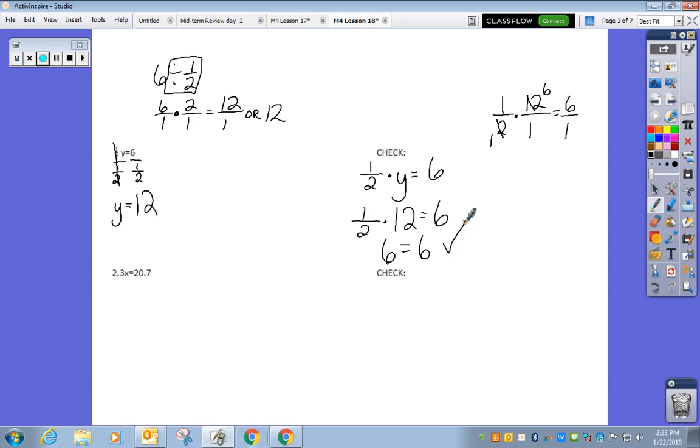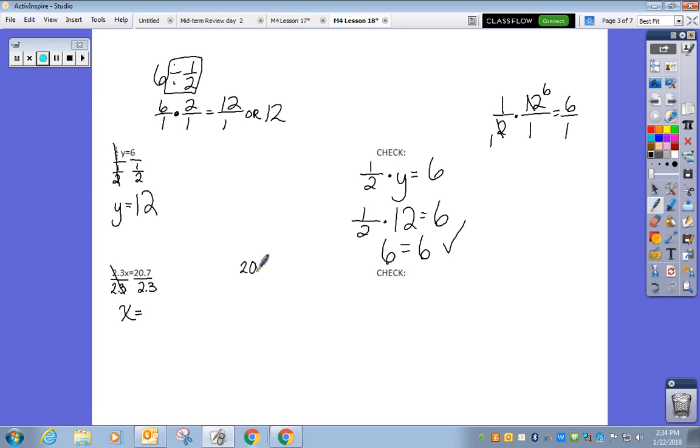Okay, so now we just have a decimal. It's a multiplication problem. I have 2.3 times x. So that means I'm going to divide by the number that's next to the variable, so 2.3. I'm going to do this to both sides of my equation. These 2.3's cancel each other out, leaving me with x, and then I have to do some math.